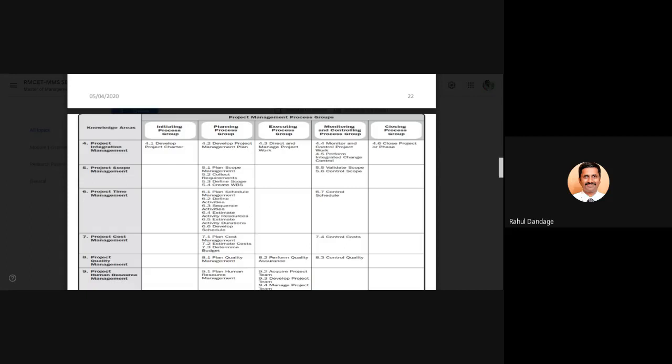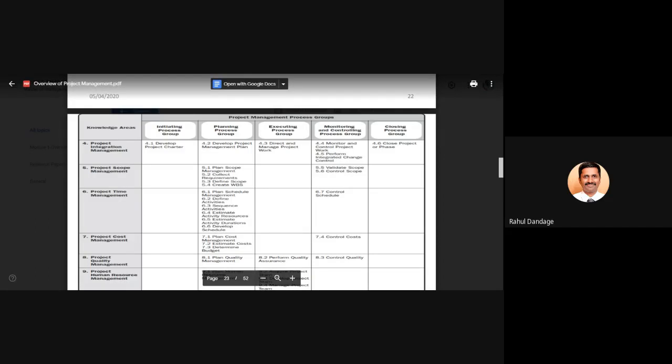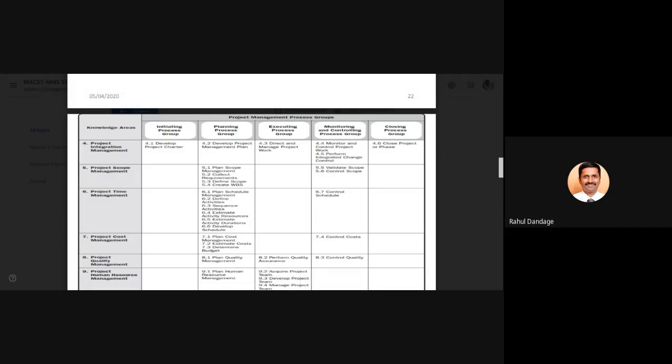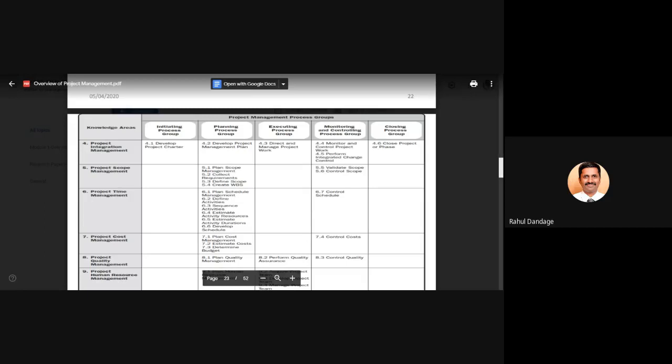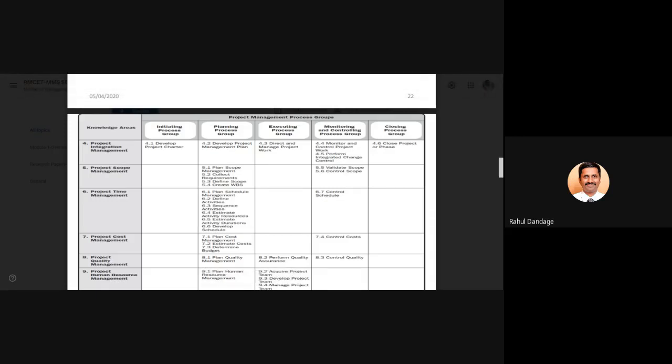There are total 6 processes involved. Which are the 6 processes? Develop project charter, develop project management plan, direct and manage the project work, monitor and control project work, perform integrated change control, close project or phase. So you can say it is 4.1, 4.2, 4.3, 4.4, 4.5 and 4.6. So this 4 stands for project integration management. Point 1, point 2, point 3, point 4, point 5, point 6. These are the 1, 2, 3, 4, 5, 6 activities in this particular knowledge area.